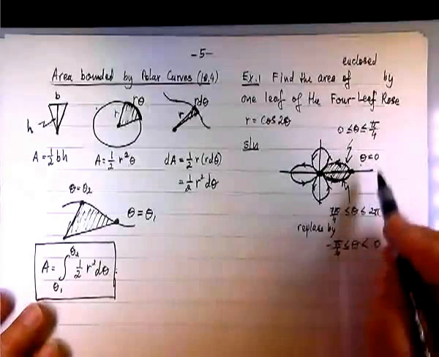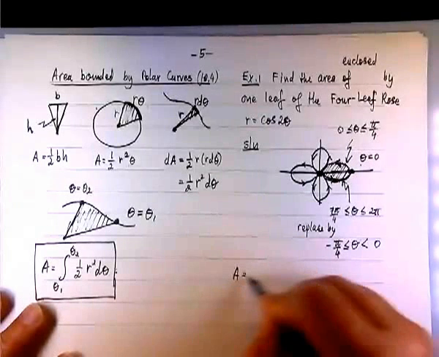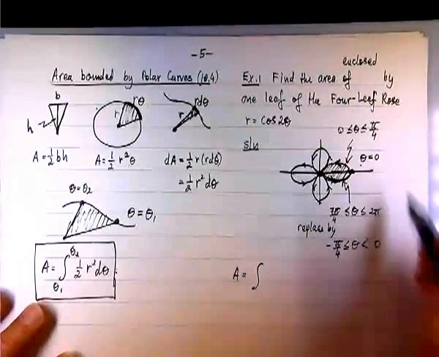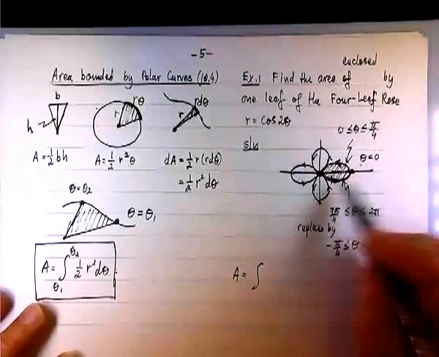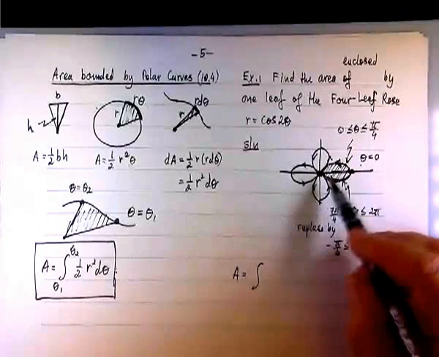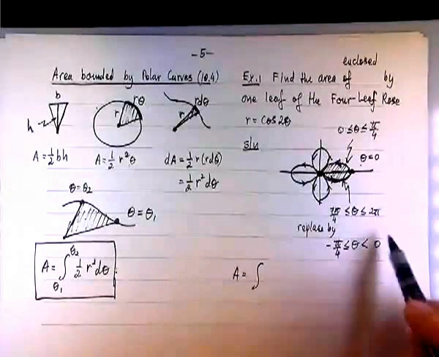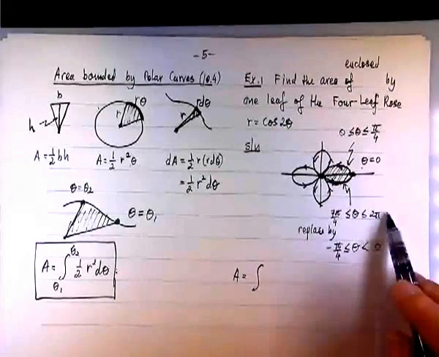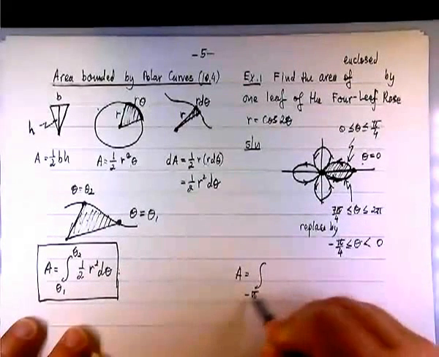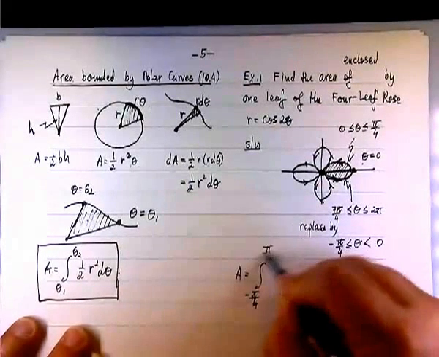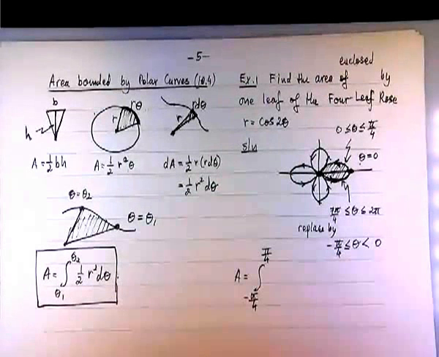The reason I do that is because I want to calculate the area. Instead of going from 0 to pi over 4, then jumping and going from 7 pi over 4 to 2 pi, I can go from negative pi over 4 to positive pi over 4 and do it one time. Okay?